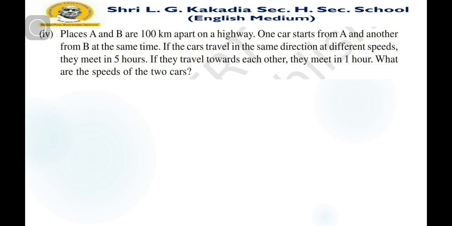Now example number 4. Places A and B are 100 km apart on a highway. One car starts from A and the other starts from B at the same time. If the cars travel in the same direction at different speeds, they meet in 5 hours. If they travel towards each other, then they meet in 1 hour. What are the speeds of both cars?